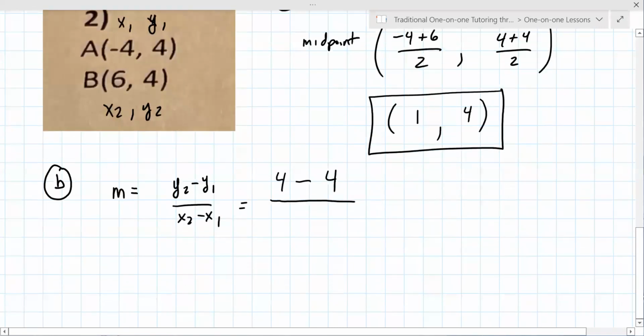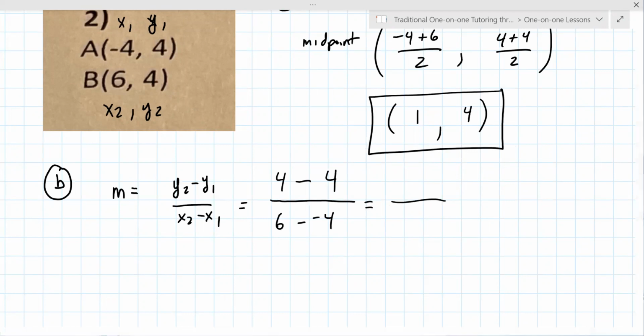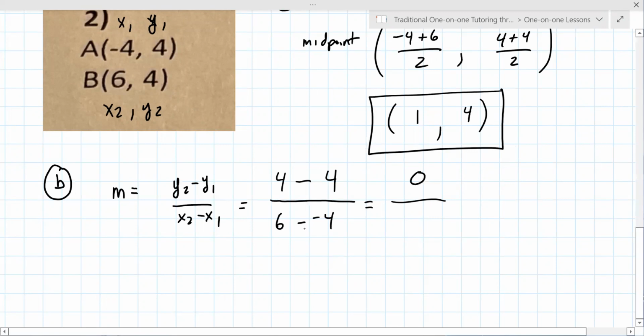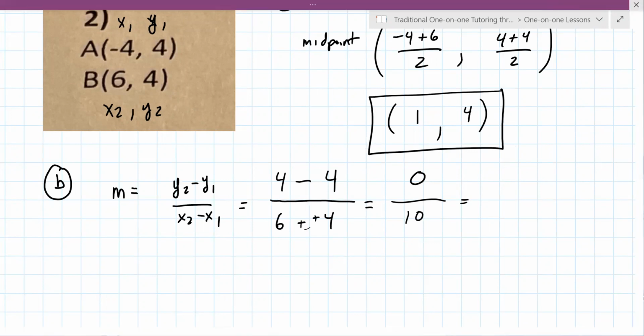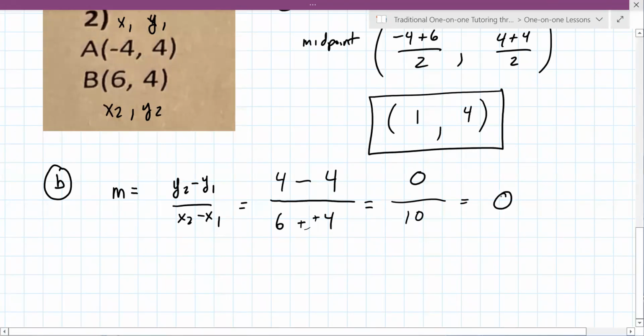Okay, and then how about x2? What is x2 in our problem set here? 6 minus -4. Perfect. Okay. What is 4 minus 4? 0. And on the bottom, when you have two negatives, that makes positive. So it becomes 10. What is 0 divided by 10? It is 0. Yes. Okay, so our slope is 0.